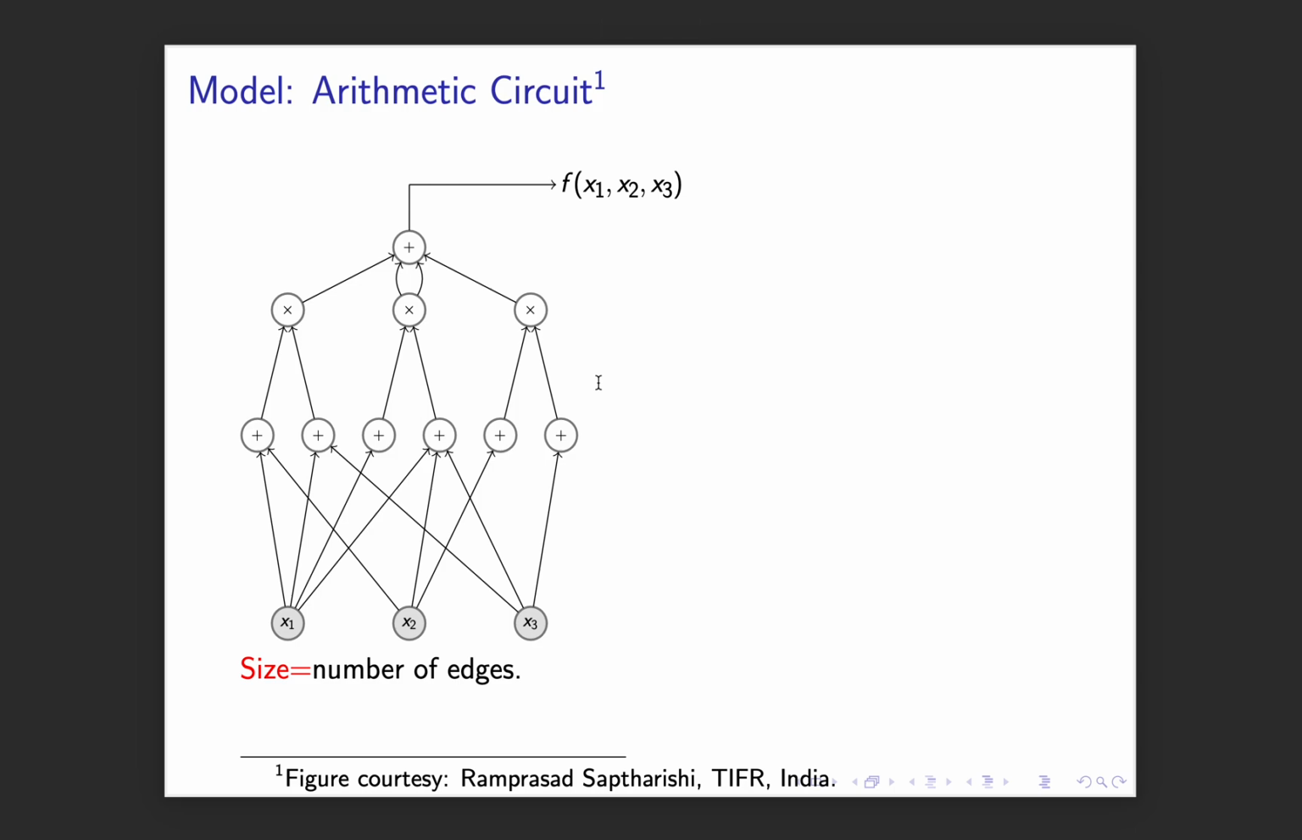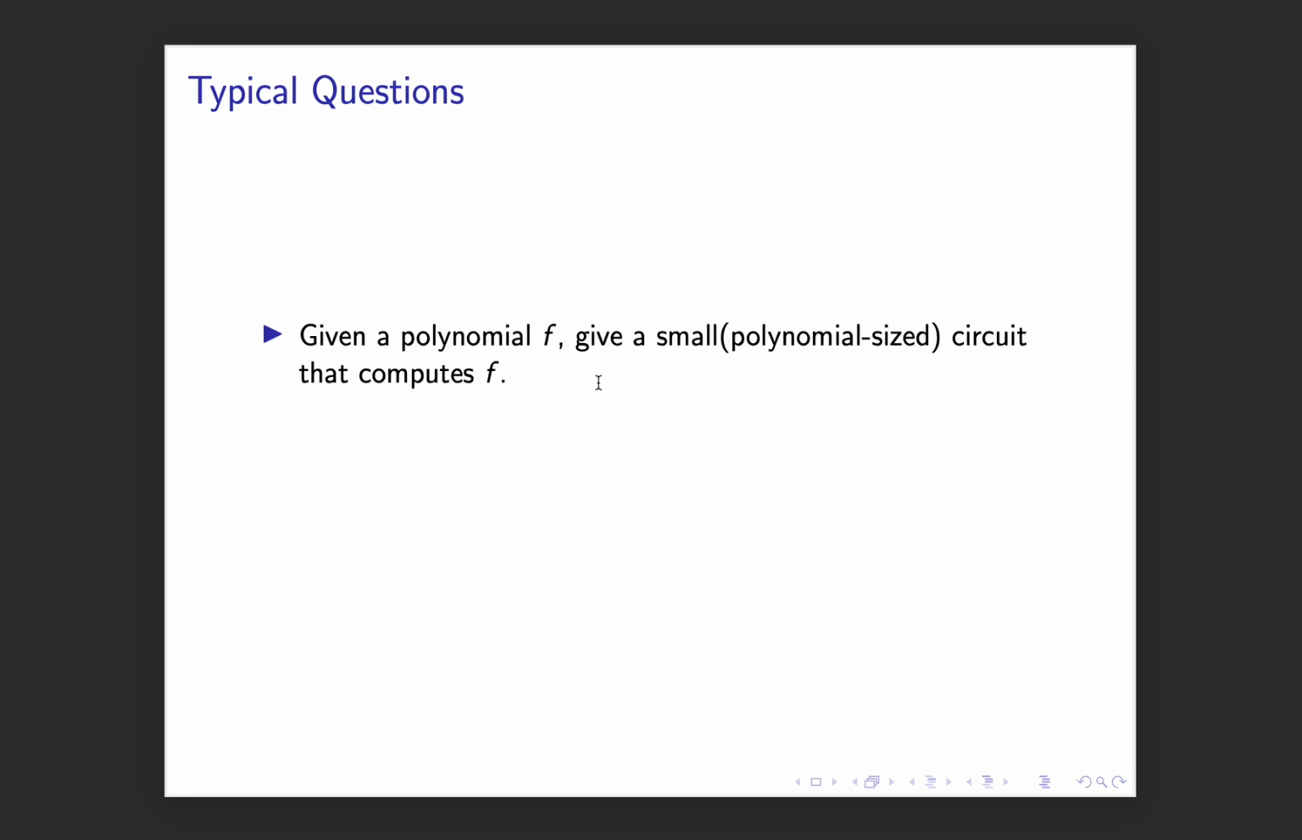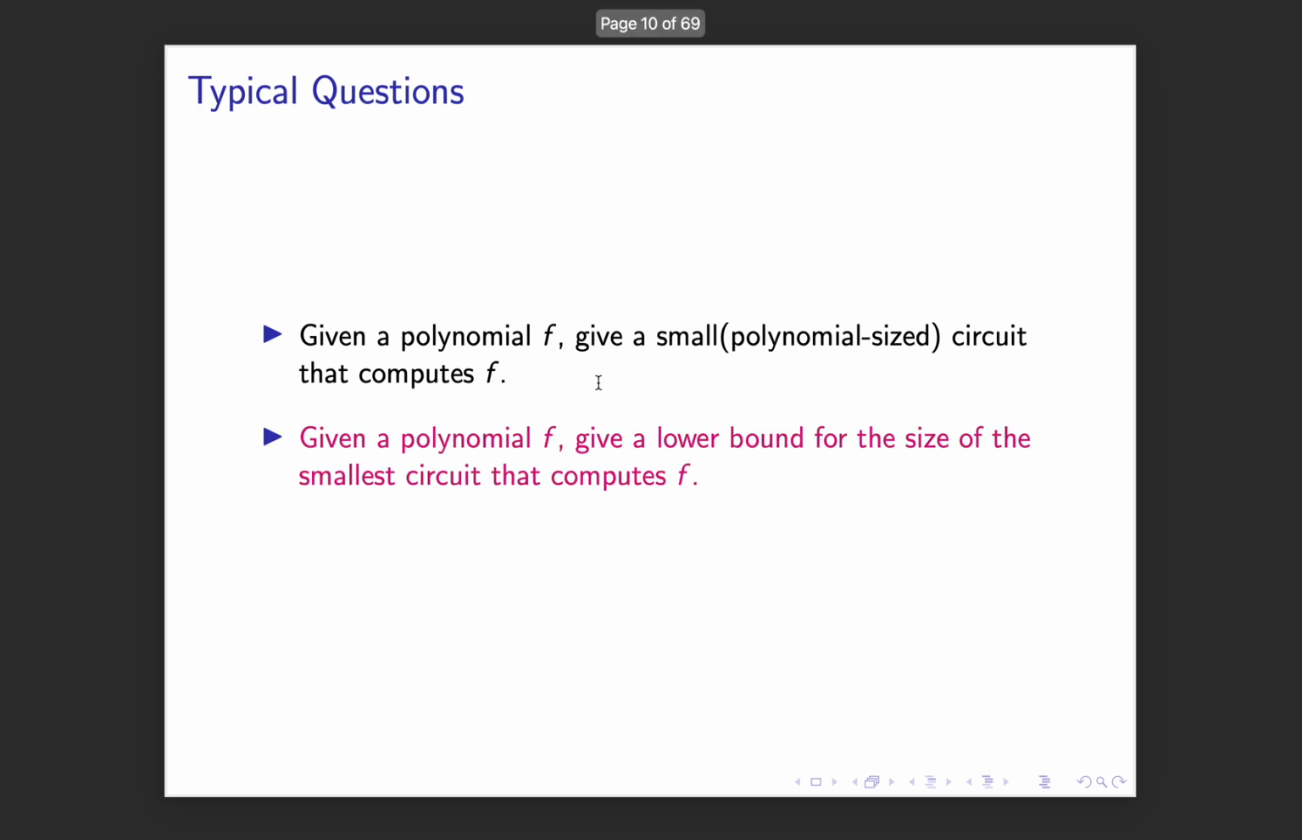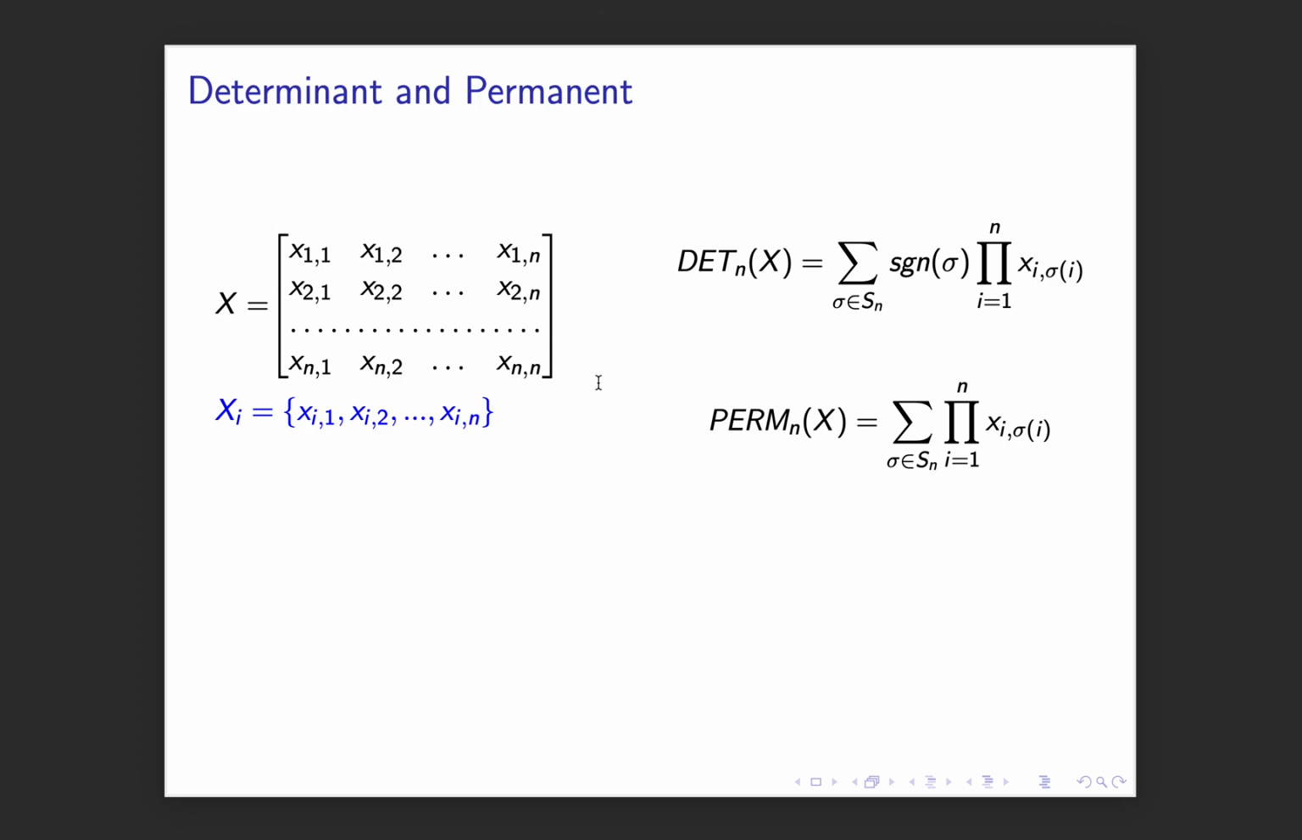Now, the size of the circuit is defined as the number of edges in it, and the depth of the circuit is simply the length of the longest directed path from any leaf to the root. What are the typical questions that we ask in relation to arithmetic circuits? The first kind of question is, given a polynomial f, we are interested in finding a small, or polynomial size, circuit that computes f. The other kind of question is, given a polynomial f, we would like to give a lower bound, that is, the size of the smallest circuit that computes f. The determinant and permanent are important polynomials in the study of arithmetic circuits.